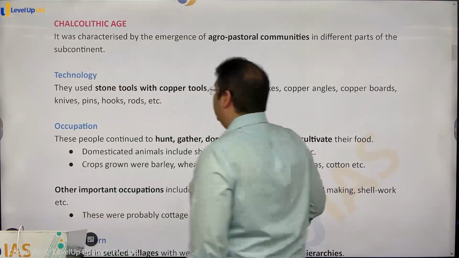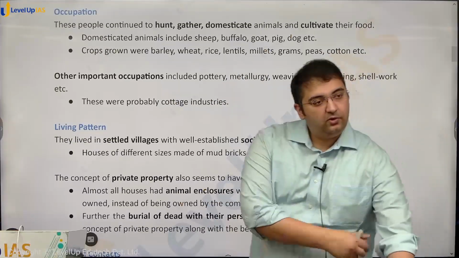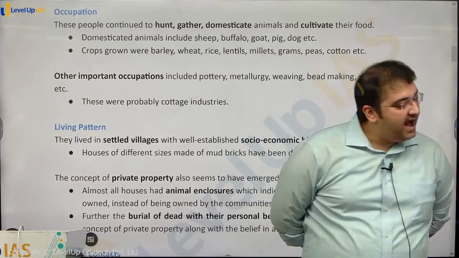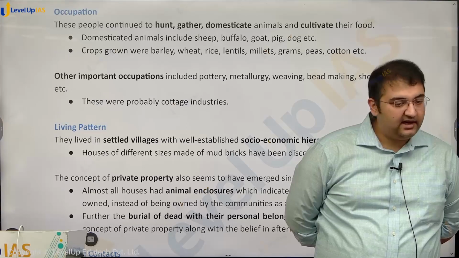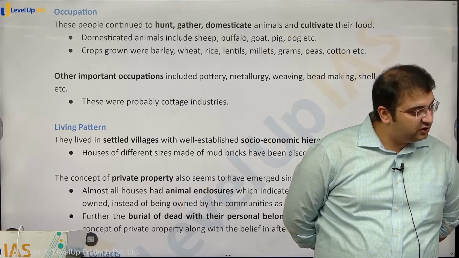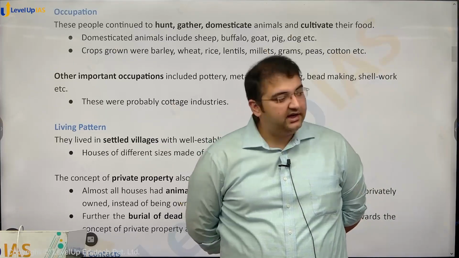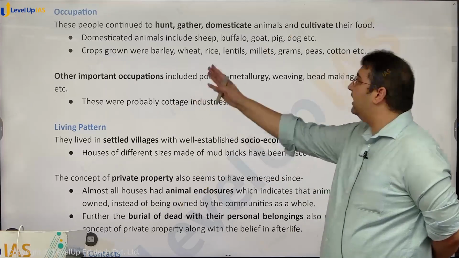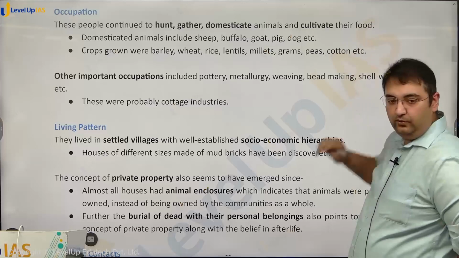Right? Now talking about the occupation, क्या occupation रहता होगा इनका? They were agro-pastoralist communities. That means animal domestication and cultivation of crops were their chief occupations. How else did they use to obtain food? Did they stop hunting and fishing? No, they continued to do so. So the people continued to hunt, gather, domesticate animals and cultivate their food.